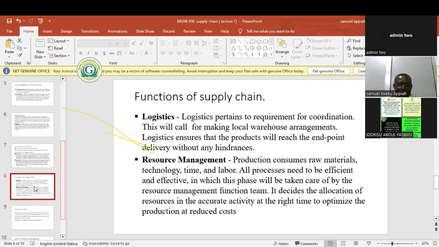When you talk of efficiency, can you be effective without being efficient? True or false? What is the difference between the two words, being effective and being efficient? What is the difference?